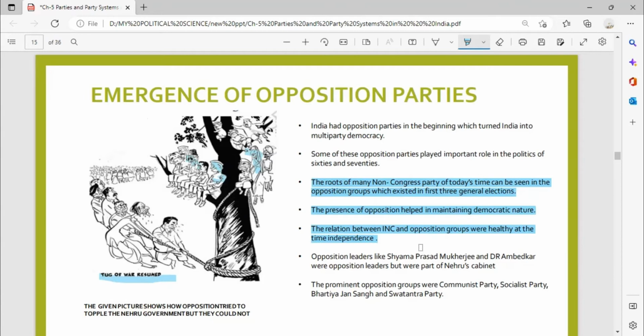So opposition leaders like Shyama Prasad Mukherjee and Dr. B.R. Ambedkar were opposition leaders but were part of Nehru's cabinet. Despite being from opposition, they were part of Nehru's cabinet. The prominent opposition groups were Communist Party, Socialist Party, Bharatiya Jana Sangh, and Swatantra Party. These are a few parties which we need to understand, and we need to know how they originated, what were their systems, who were the founders, where they operated. So this needs to be known.